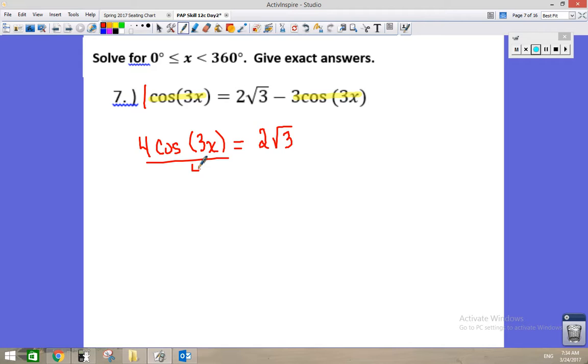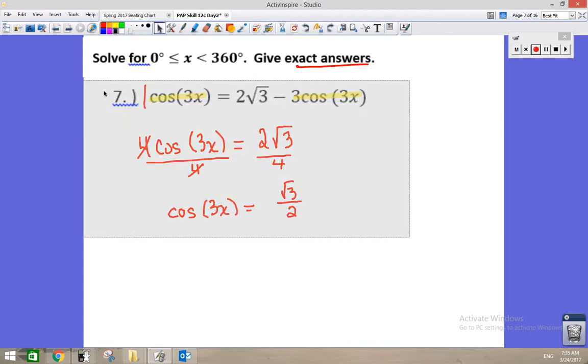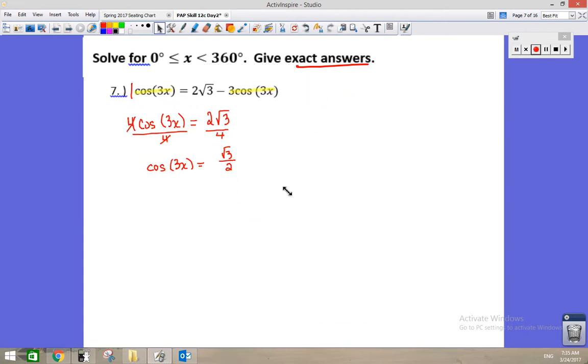When I divide by 4 so that I can isolate this term that has my variable, 4 divided by 4 is 1, and 2 divided by 4 reduces. Then I have the square root of 3 over 2. Now it's telling me exact answers, so it wants me to use my unit circle, and I can see that there are 2 points that have an x-coordinate of radical 3 over 2. There's one in quadrant 1 and one in quadrant 4.